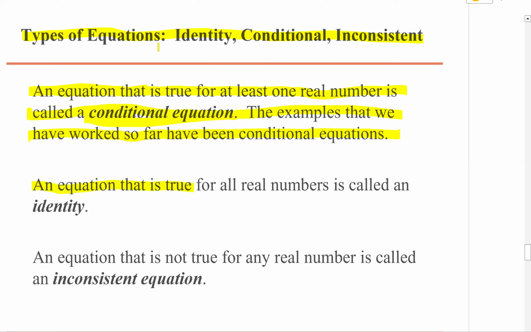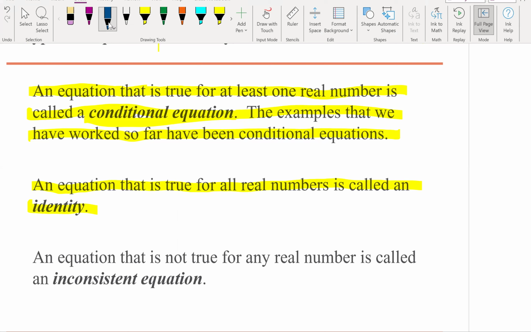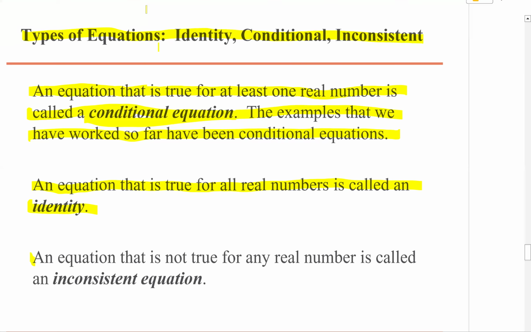And an equation that is true for all real numbers is called an identity. And that sounds crazy. How can there be an equation that's true for every single number? Well, later in this section, we'll see an example of that. An equation that is not true for any real number is called an inconsistent equation.